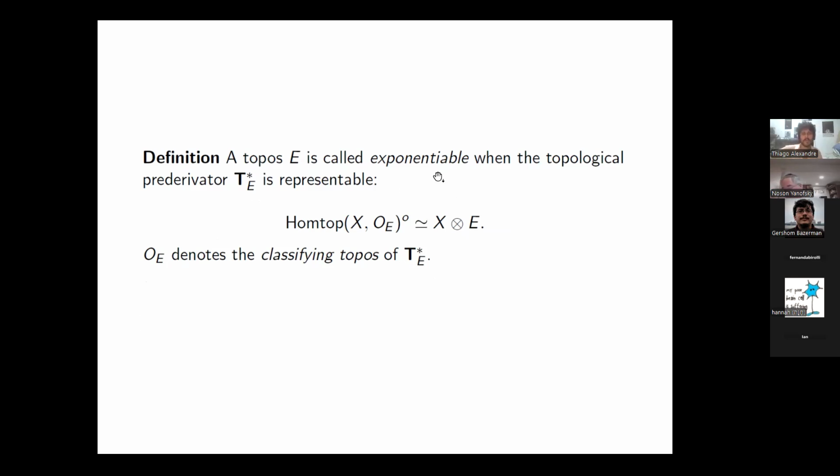Actually, there is a paper of Johnstone which characterizes exponentiable toposes; the main result of this paper is a characterization of exponentiable toposes. But, for instance, every locally finitely presentable topos is exponentiable.